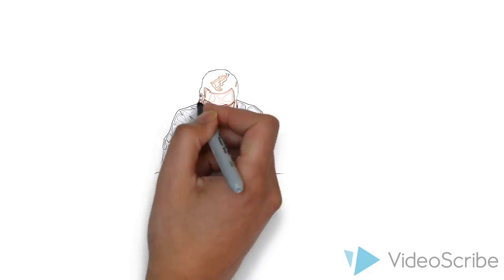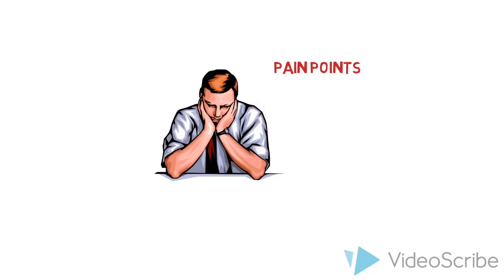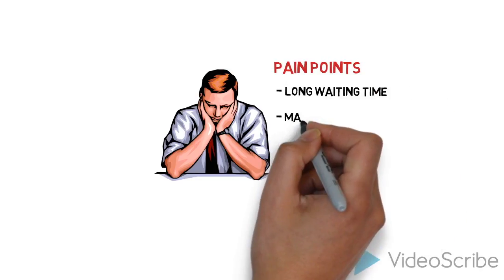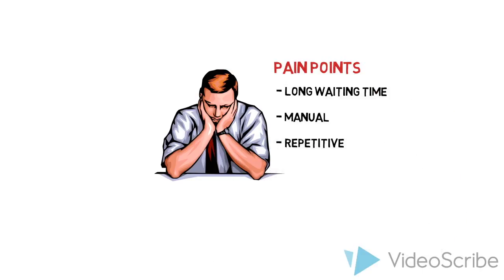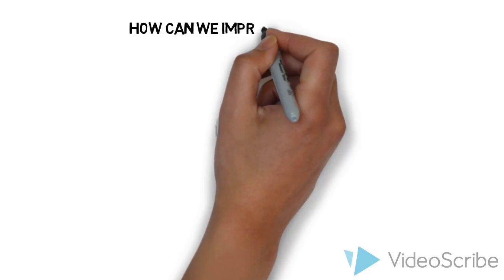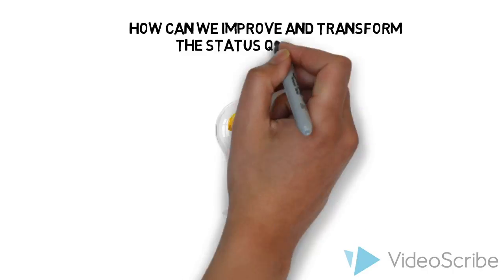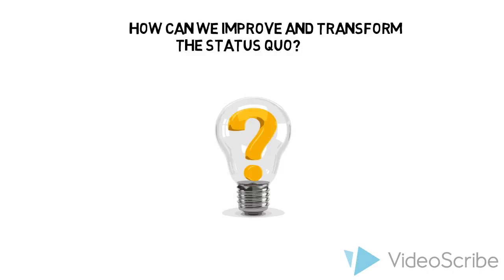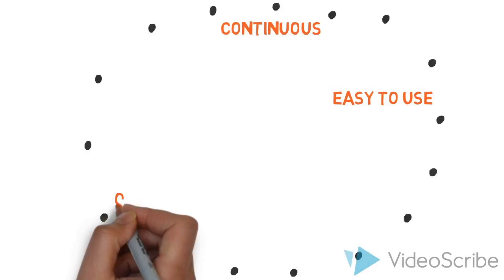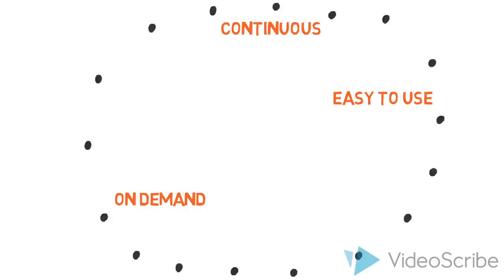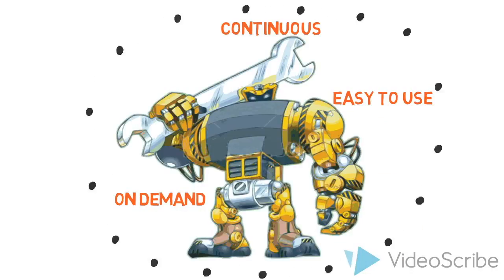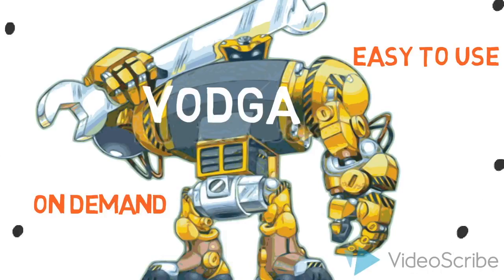As you can see, there are several pain points in the current process, such as long waiting time for data, heavily manual and repetitive. And so the RACM team started asking, how can we improve and transform the status quo? Through team effort and brainstorming, they came up with the vision of a continuous, easy to use, and on-demand data analytics tool, which they named Validation on Demand by Group Audit, or better known as vodka.